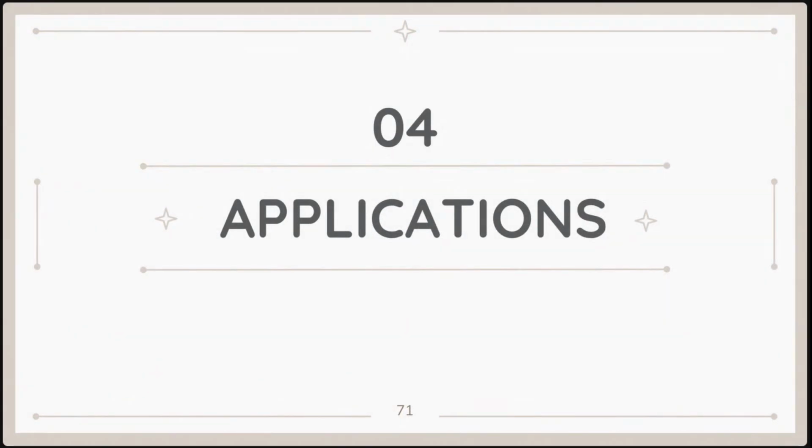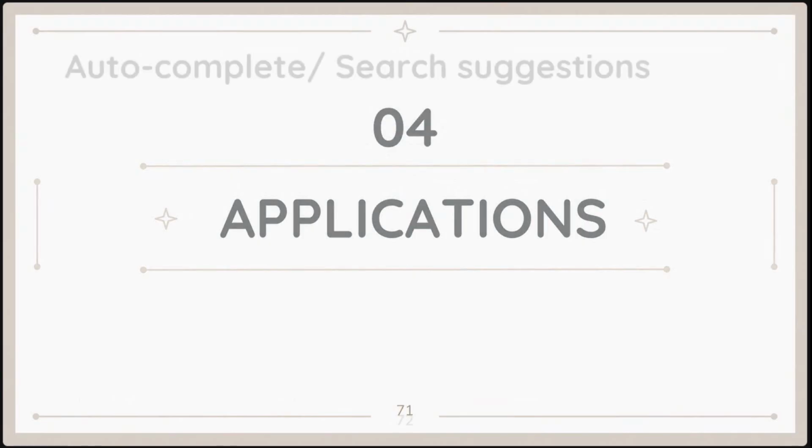Now we move to the last part of our presentation. So far we know that a trie is a special kind of tree used to store some data structure, most commonly strings. This is particularly efficient when many strings share a common prefix. And we now move to some key applications of trie.